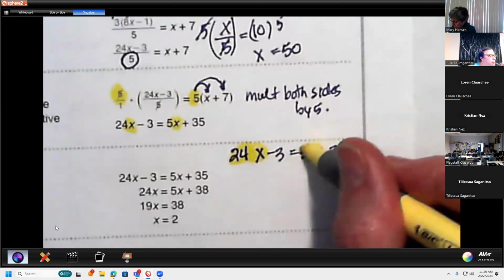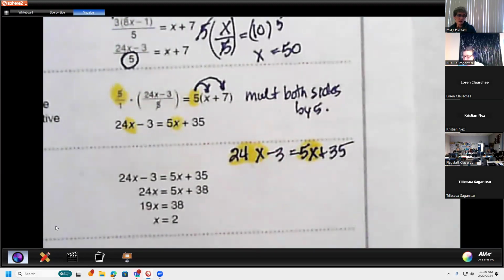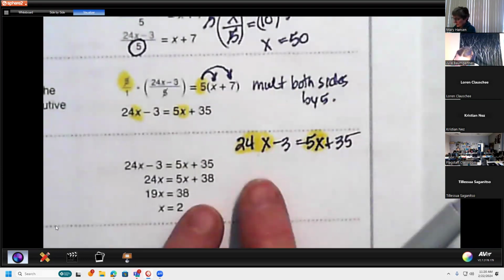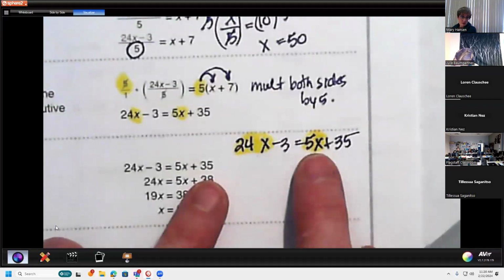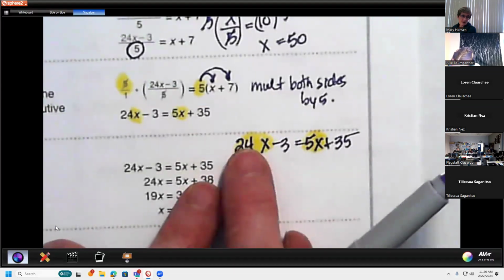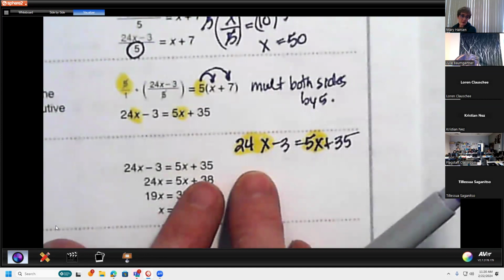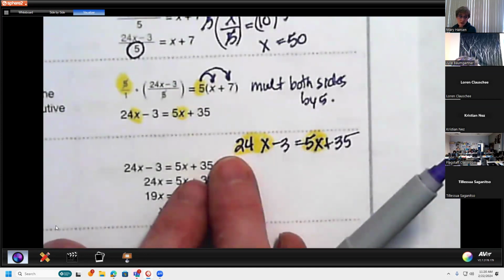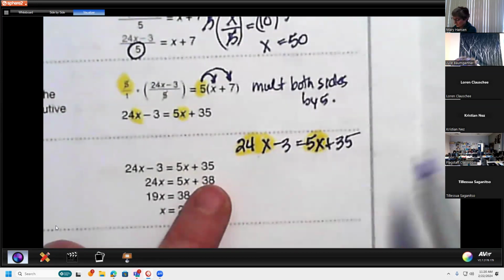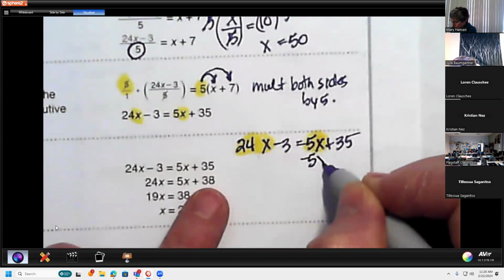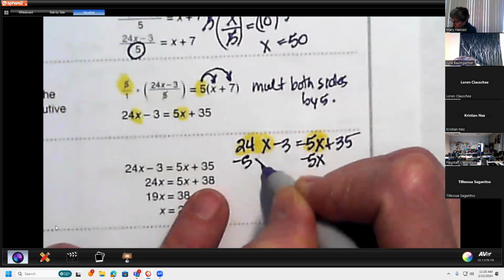So I have 24x on one side and 5x on the other. This 24 is a big number and I want to keep it positive. If I subtract 5x from both sides, the number in front of the x will stay positive. If I subtract 24x from both sides, then this is going to be negative over here. So I'm going to choose to subtract 5x.